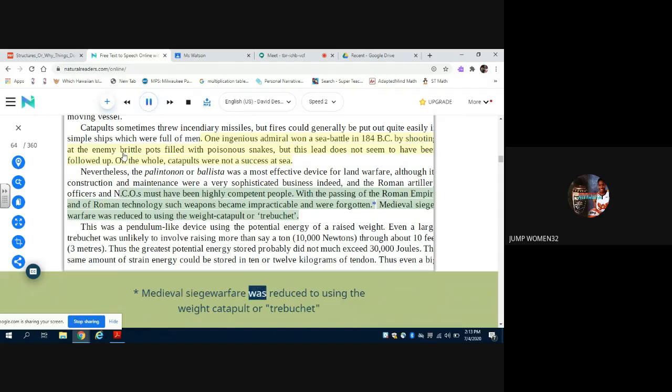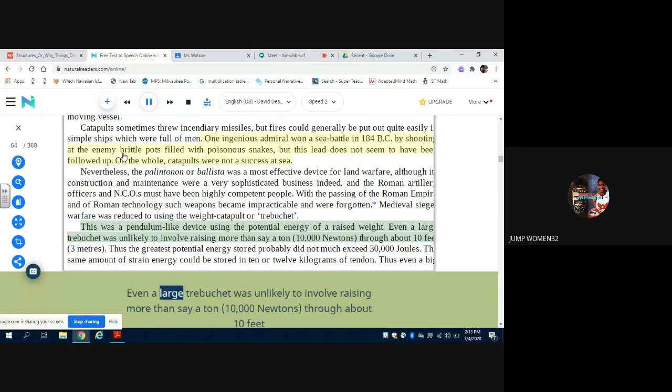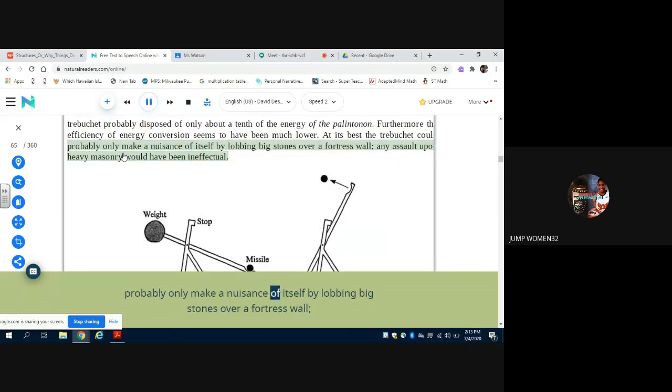Medieval siege warfare was reduced to using the weight catapult or trebuchet. This was a pendulum-like device using the potential energy of a raised weight. Even a large trebuchet was unlikely to involve raising more than, say, a ton, 10,000 newtons, through about 10 feet. Probably only make a nuisance of itself by lobbing big stones over a fortress wall. Any assault upon heavy masonry would have been ineffectual. Figure 7. The trebuchet or medieval weight catapult, a most inefficient contrivance.